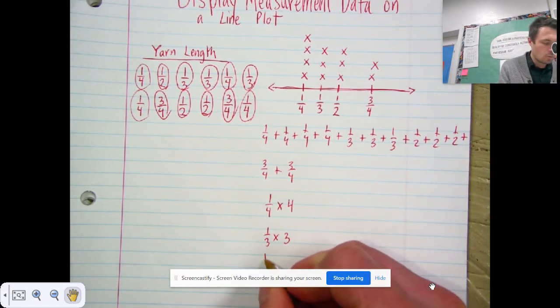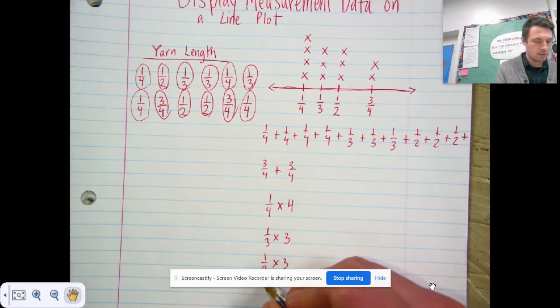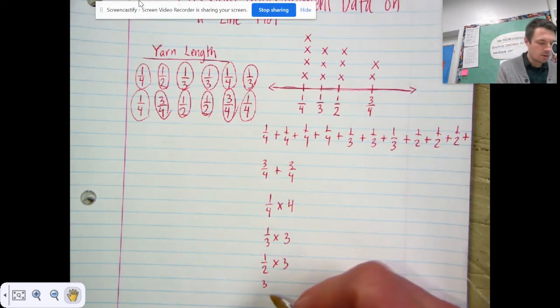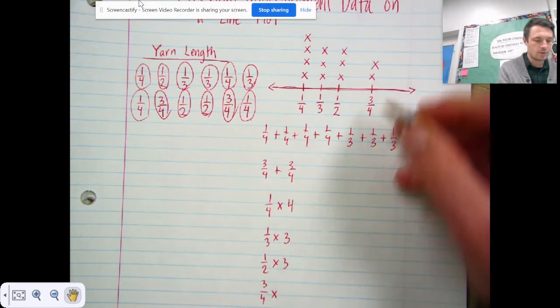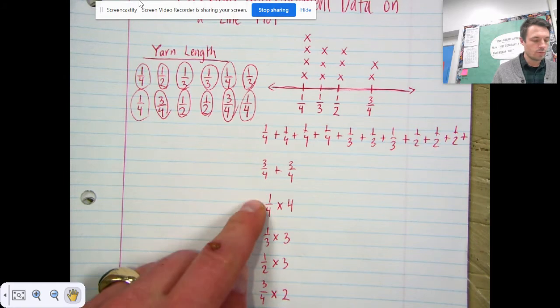It'll be 1/2 times 1, 2, 3, and 3/4. Gotta get this thing out of the way. And it'll be 3/4 times 1, 2. Okay? So 1/4 times 4.